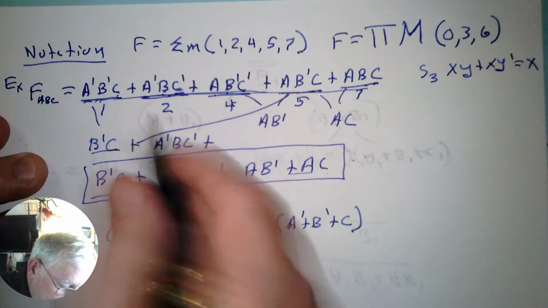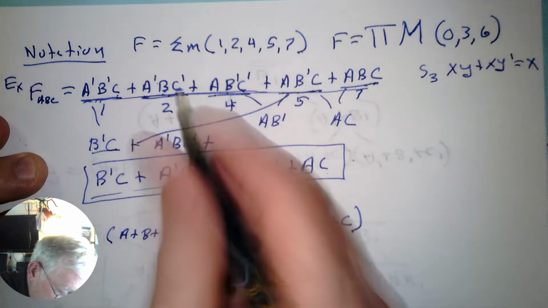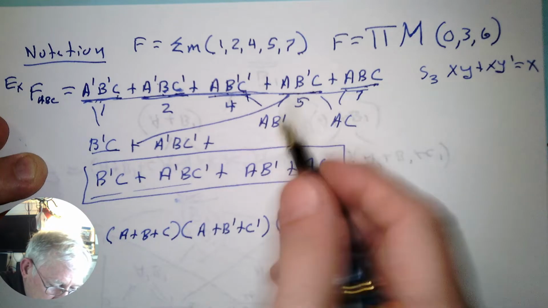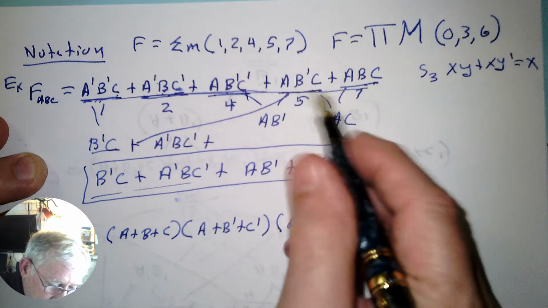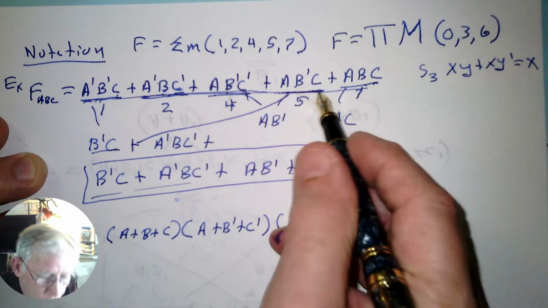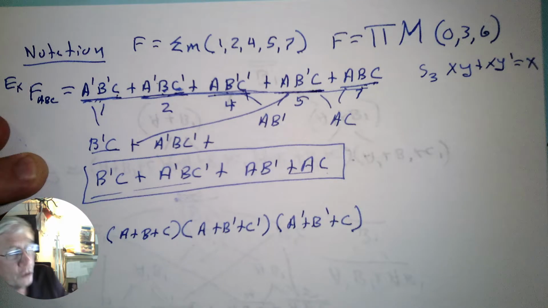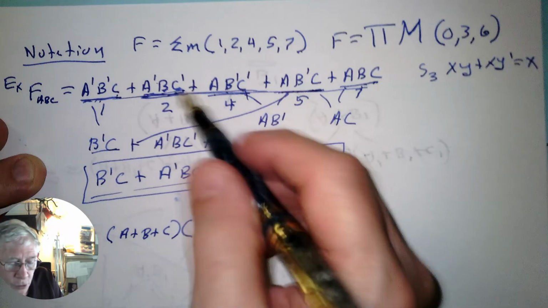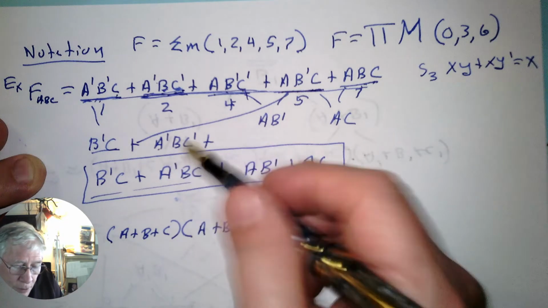But I can combine this and get BC. I'll bring down this term and get A prime B C prime, and then I can combine these two and get A B prime, and I can combine these two, which means I'm using this term twice. Totally legal. You can use the term as many times as you want. But what you cannot do is leave one of the terms out. So in this case, this term can't combine with anything, so I have to bring it down. A prime B C prime.